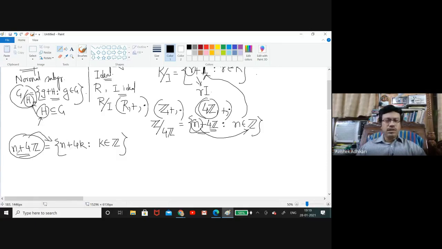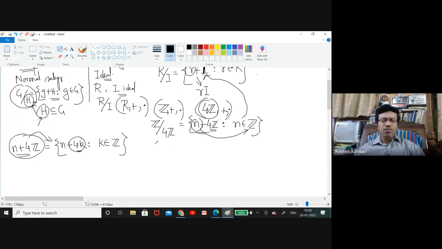How? So this is n added with all the elements of 4Z. That means each of these elements looks like n plus 4k. That means just adding n with all multiples of 4Z, I mean multiples of 4, right? So this is nothing but a set, and you can understand that if you keep on doing this, how many elements are there or how these elements look like. So here we have elements of this form.